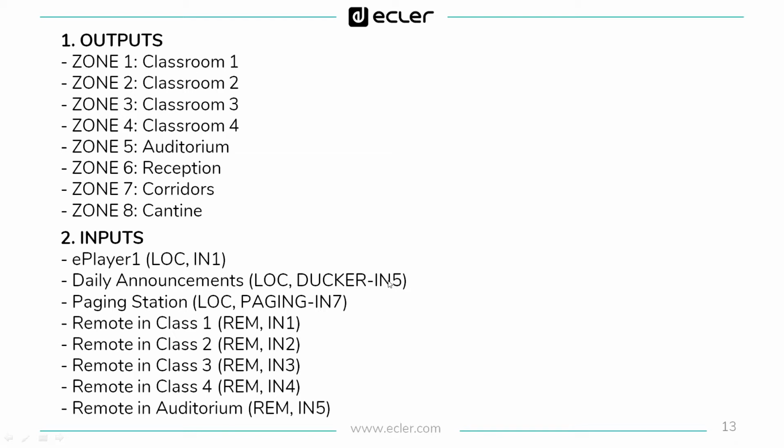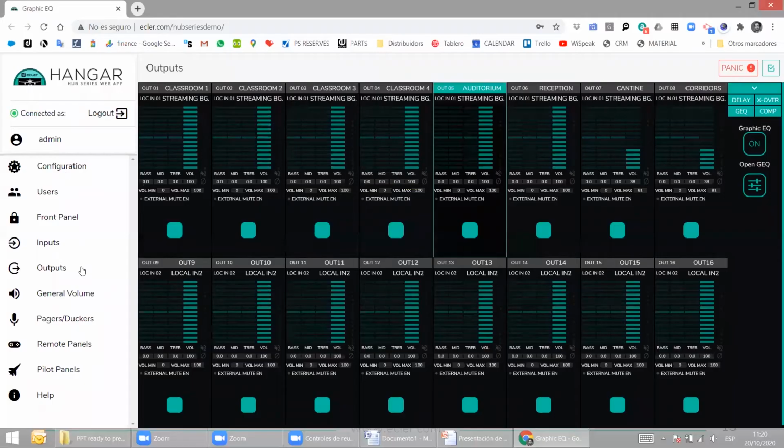Number 5 and 6, remember, are for docking. Number 7 and 8 for paging. So the paging station will be a local input in the paging input number 7. And then all local inputs in every classroom and auditorium will be connected to the remote ports. All right, so let's go. Inputs. Here we have the menu of inputs.